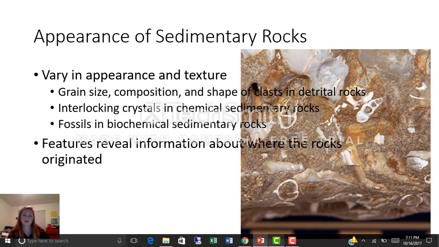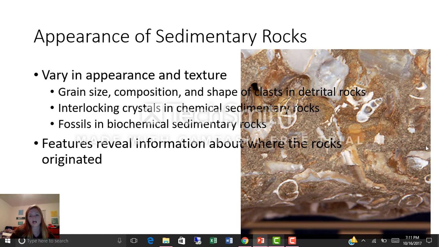The appearance of sedimentary rocks. Appearance of sedimentary rocks varies through their texture and other features. When looking at detrital rocks, we look at their grain size, composition, and the shape of their clasts, which are the loose fragments featured in the rock. When looking at chemical sedimentary rocks, we look at their interlocking crystals. When we look at biochemical sedimentary rocks, we look at the fossils they contain.